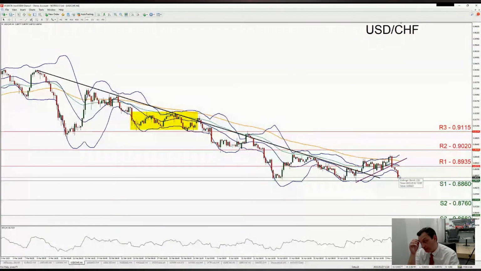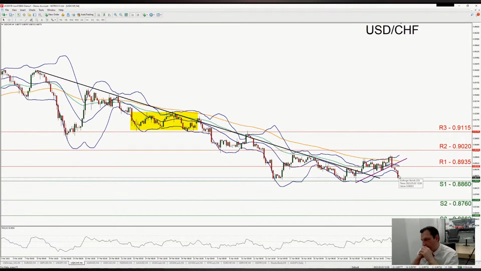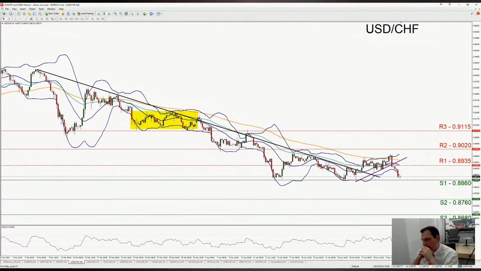There is a small catch here. The catch is that the price action has dropped below the lower Bollinger Band. And that's an interesting feature. It could actually slow down the bears. And in such a case, we may see the pair stabilizing just about or around the S1 0.8860 level. For a bullish outlook, I would require the pair to rise, break the R1 0.8935, and start aiming for 0.9020.